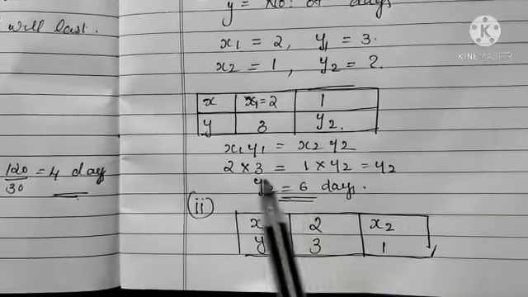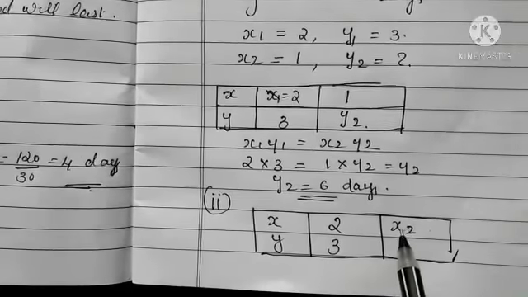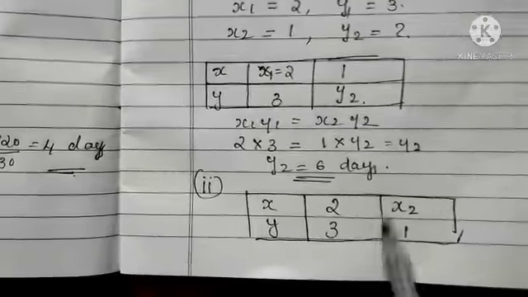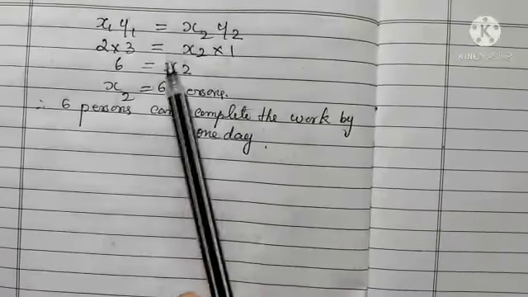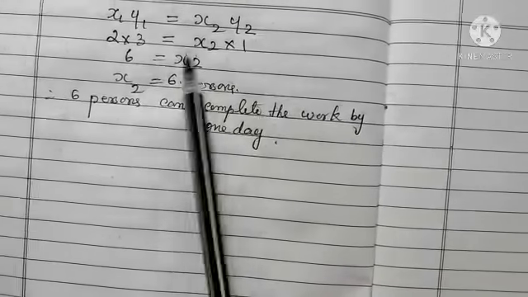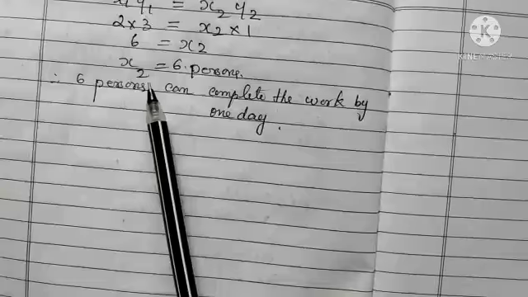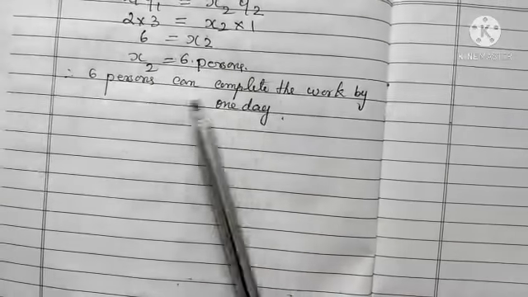Here we have to retabulate: 2, 3 the same x1, y1, but x2 is to be calculated, and y2 is 1 day. So substitute the values. x1 y1 is equal to x2 y2. 2 into 3 is equal to x2 into 1. Therefore, 6 is equal to x2. That is, x2 is equal to 6 persons. 6 persons can complete the work in 1 day.